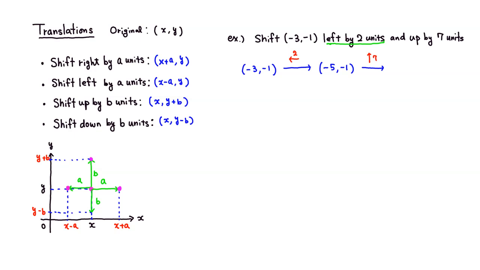The x coordinate stays the same since it's a vertical shift. And then since you're going up, we're going to increase the y coordinate by 7. So it's -1 plus 7, so it's going to be 6. Right? So this is the shifted point.